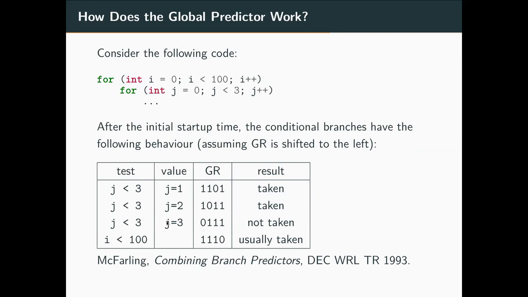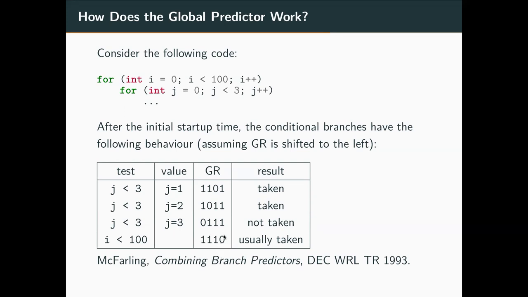So after we don't take on the last iteration of this inner for loop, we're going to arrive at the outer for loop branch. And this one's usually going to be taken, right? Except for the last iteration, like I mentioned. And we will see that 1110.